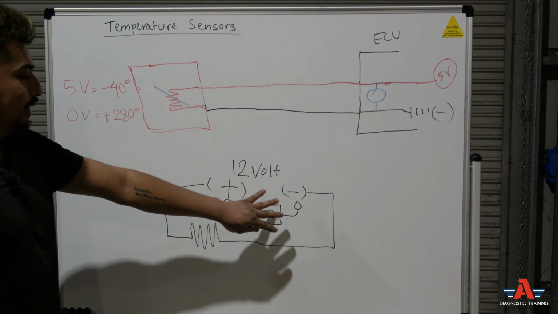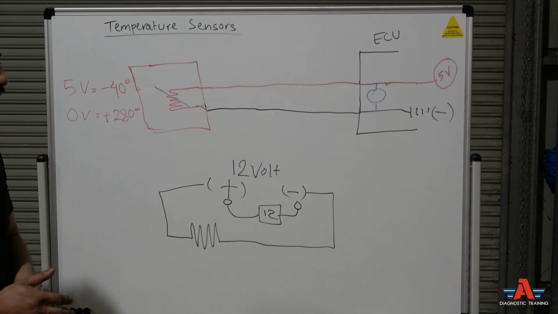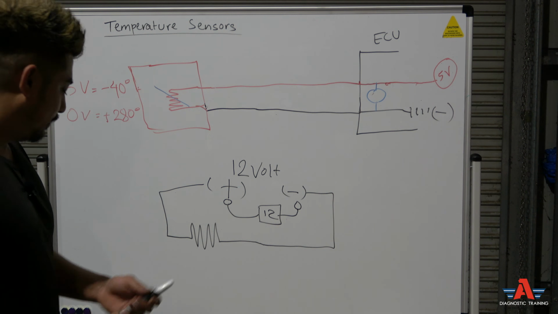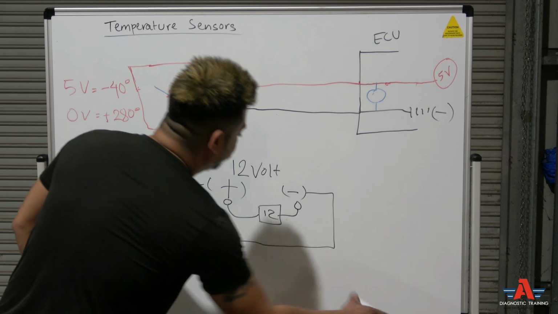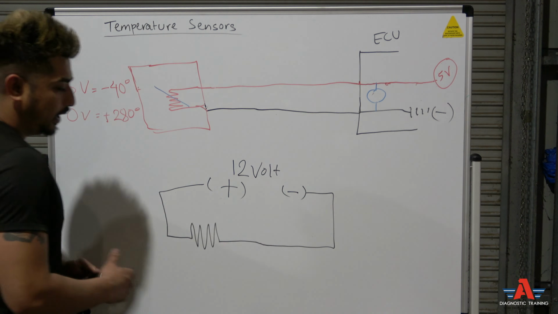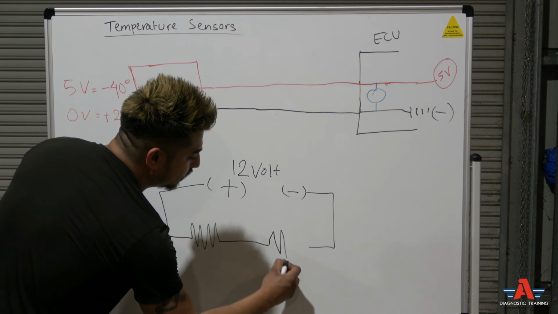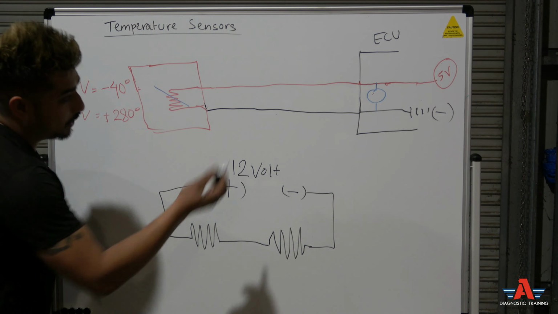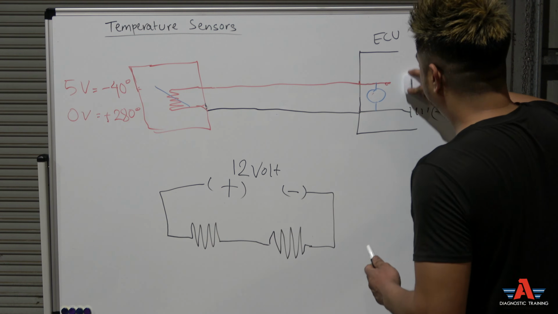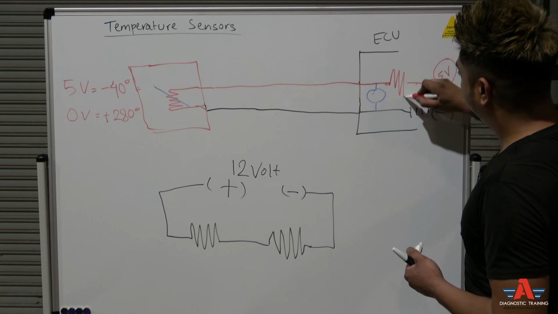So the voltmeter is never going to see the voltage changes, right? So the computer cannot tell what the temperature is doing, what the temperature changes are. So for that reason, what they did is they put an extra resistor here on the circuit. This is a series circuit, right? And according to the ECU circuitry here, we've got a resistor right here.